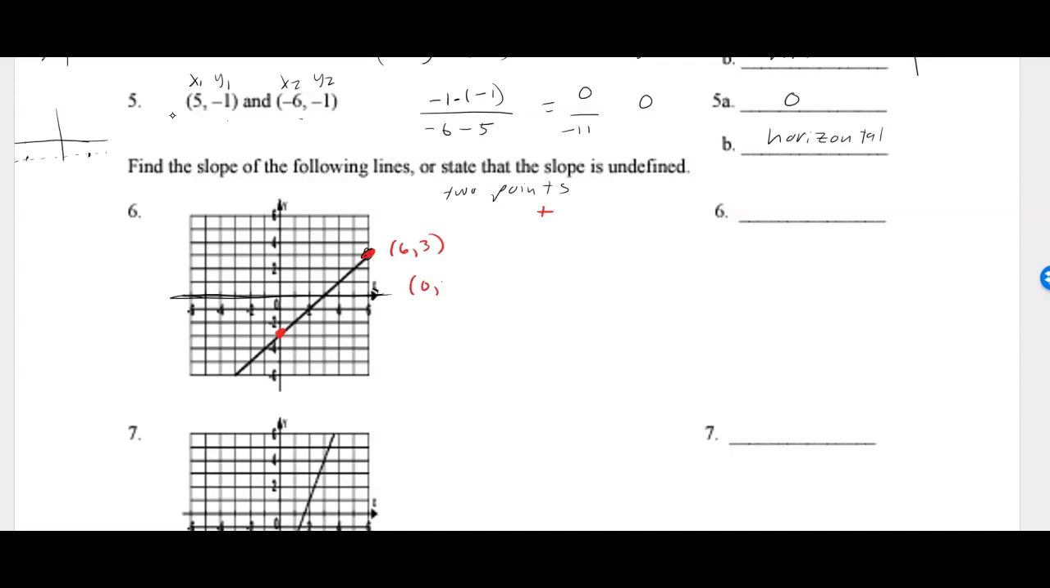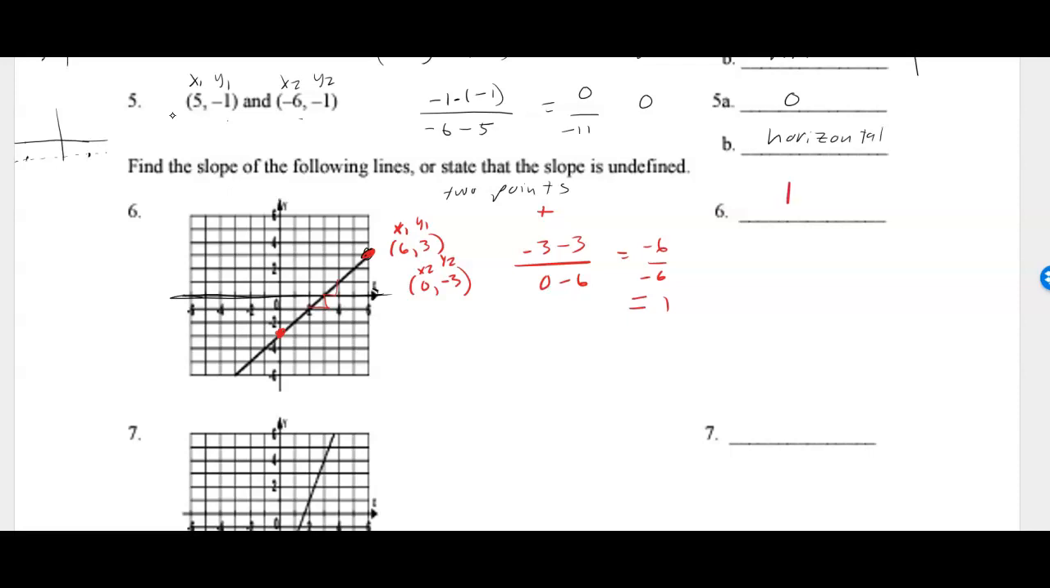Now, every point on the y-axis has an x-coordinate of 0. So this is x1, y1, x2, y2, negative 3 minus 3, that's not 0, be careful, over 0 minus 6 equals negative 6 over negative 6, which equals 1. Well, that kind of makes sense when I look at this line, because every time I go over 1, up 1, over 1, up 1 to get to the next point. So that is a 1.